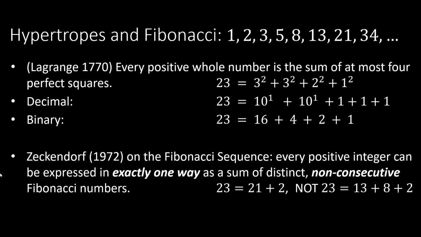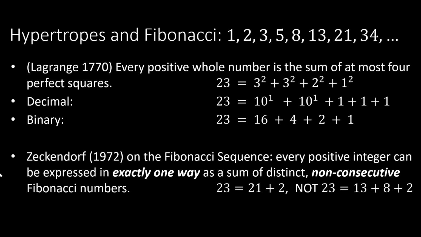So 23, for example, is 21 plus 2, but we do not allow 13 plus 8 plus 2, because 13 and 8 are consecutive Fibonacci numbers. So Zeckendorf's theorem gives you a way to write everything in exactly one way in terms of Fibonacci numbers.